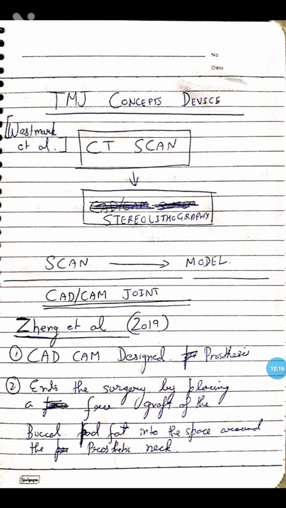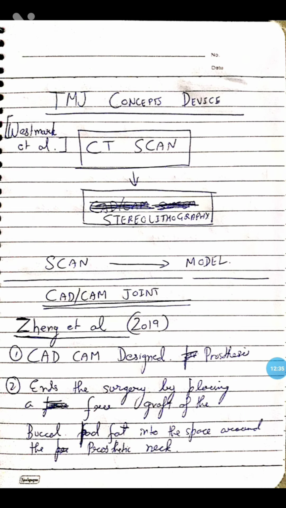So CAD/CAM, Zheng et al. have also mentioned that CAD/CAM designed prostheses can be made at a much cheaper cost. They did the same thing in China, and the surgery ends by placing the free graft of the buccal pad of fat into the space around the prosthetic neck. Why have they placed this graft around the prosthetic neck?